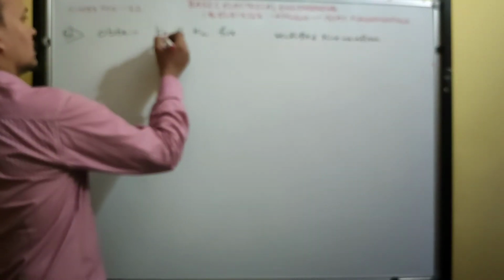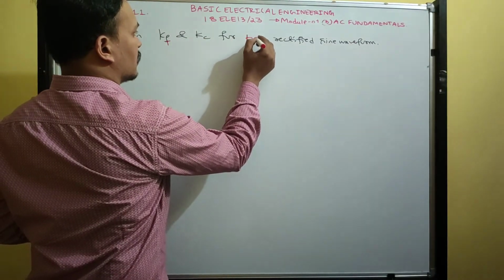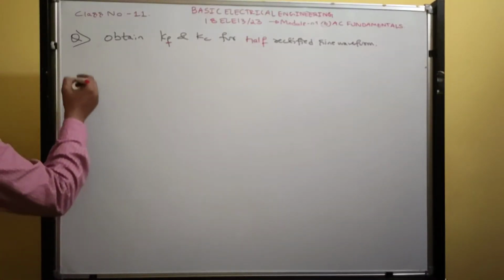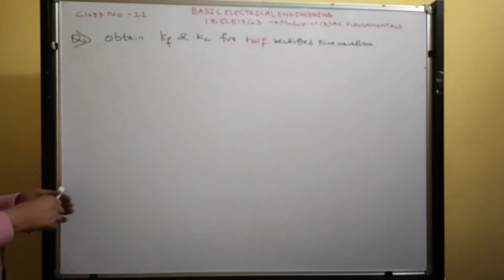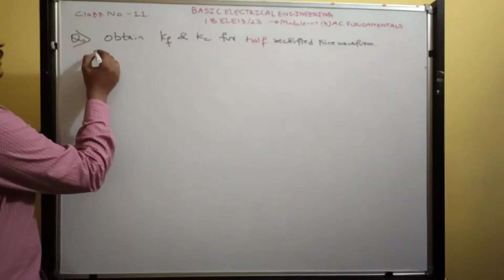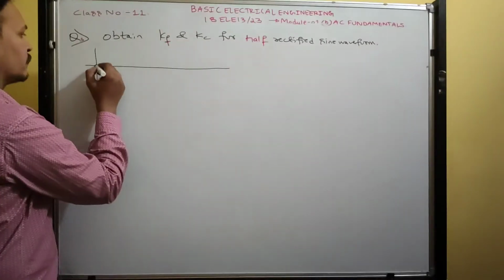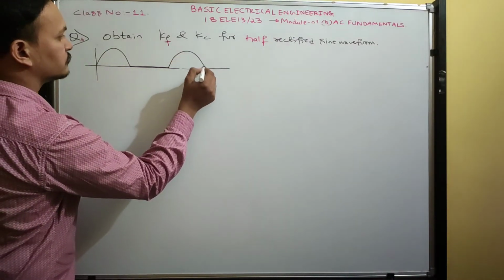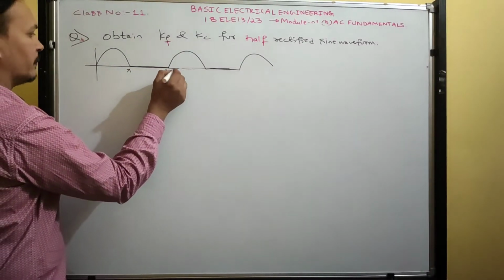Watch in sequence. Okay. Obtain form factor and crest factor for the next question: half rectified sine waveform. This is question number 3. See, can anybody help me with how to draw the half rectified waveform? During the positive cycle the diode conducts, during the negative cycle the diode does not conduct. Therefore, the output voltage will be like this. So pi and 2 pi.